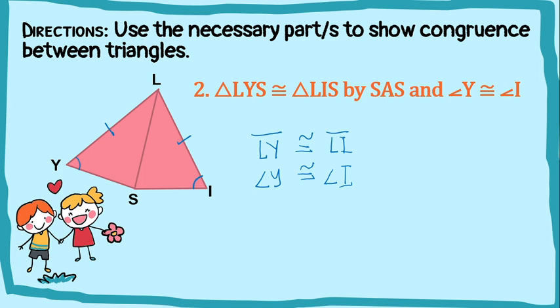Next, kailangan nakagitna yung angle. So, we have here side, angle. So, dito na yung susunod. So, from that, we can say that side YS is congruent to side IS. So, IS yung gagamitin natin kasi nagsimula tayo dun sa may symbol ng angle. So, kailangan dun sa kabila, dun din magsisimula. So, these are the congruent parts for triangle LYS, congruent to triangle LIS by SAS or side, angle, side.